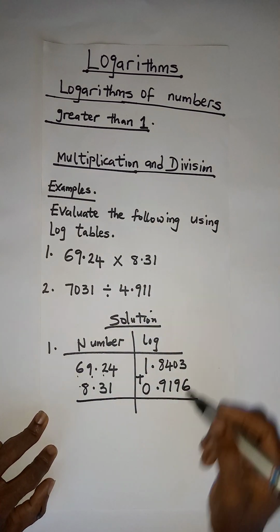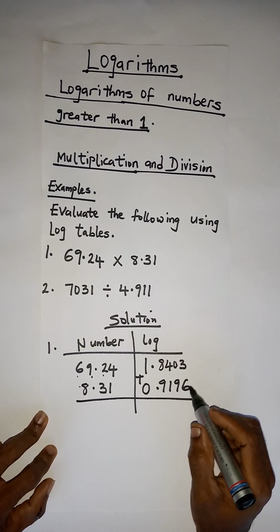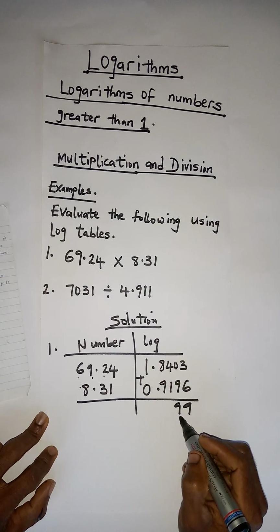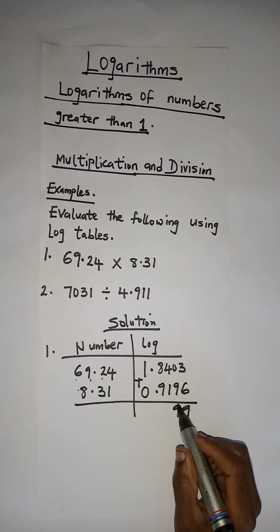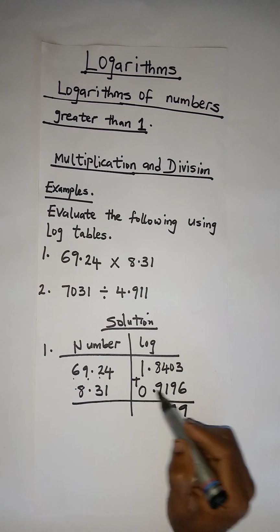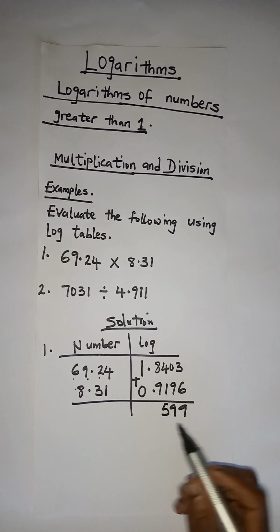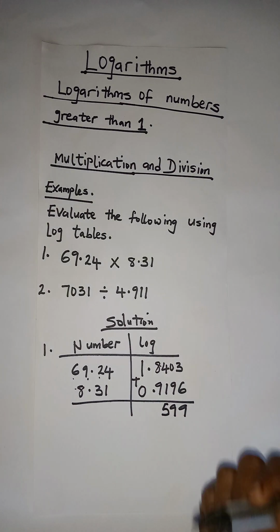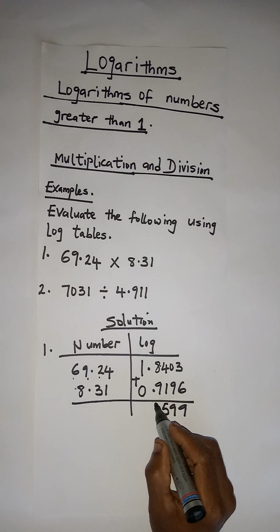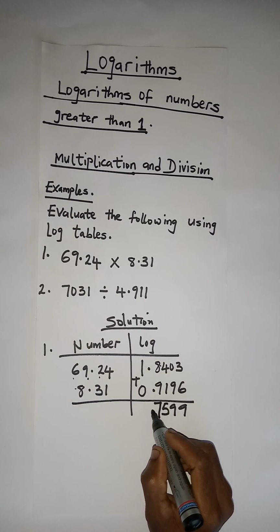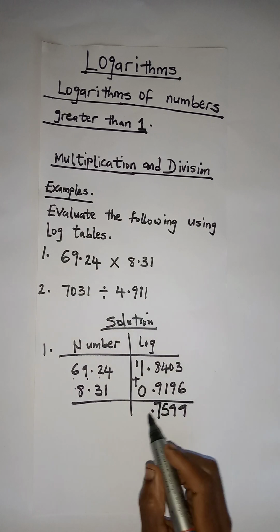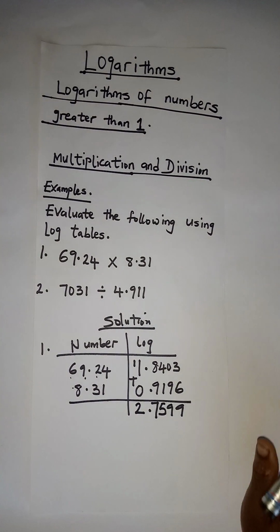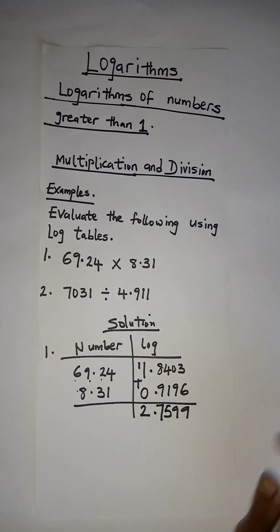So let's quickly add this. 6 plus 3, we have 9. 0 plus 9, we have 9. 4 plus 1, we have 5. 8 plus 9, we have 17. So pick out 7, carry 1. Then 1 plus 1 here, we have 2. So from there, we look at the anti-log of the number.